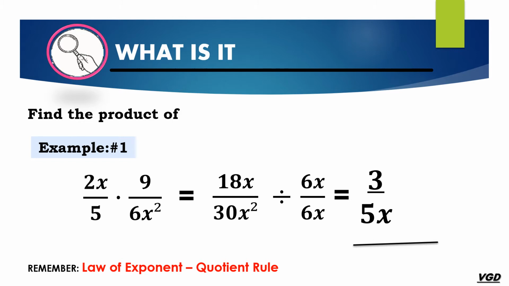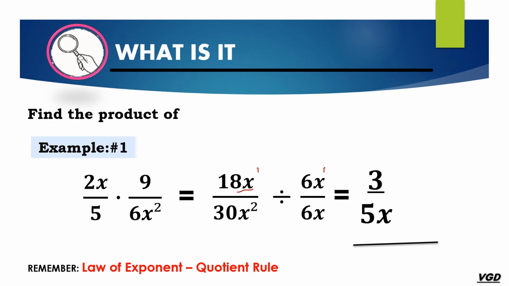So in this case, let's have, for example, the numerator 18x divided by 6x. So x here has an imaginary exponent of 1, and the 6x also has an imaginary exponent of 1. Since they have the same base, we just have to subtract their exponents. So x to the power of 1 minus x to the power of 1 is equal to x to the power of 0. And take note, x to the power of 0 is equal to 1. So multiply 3 times 1 is equal to 3. That's why we got 3 here as the answer.